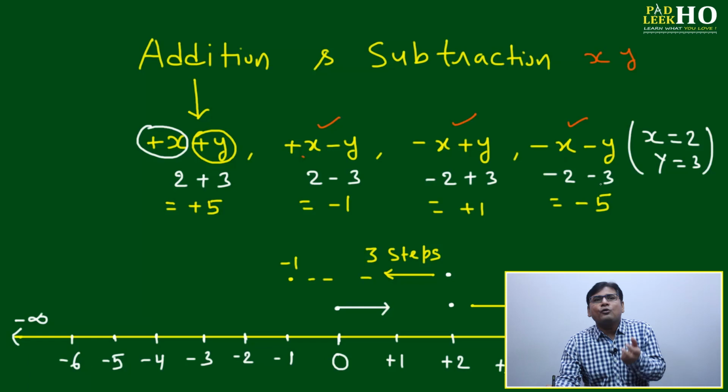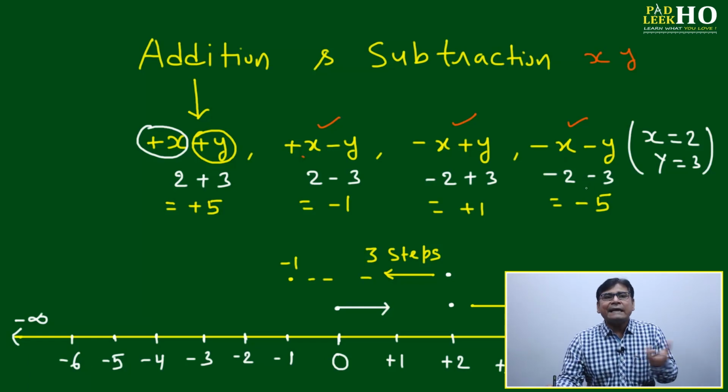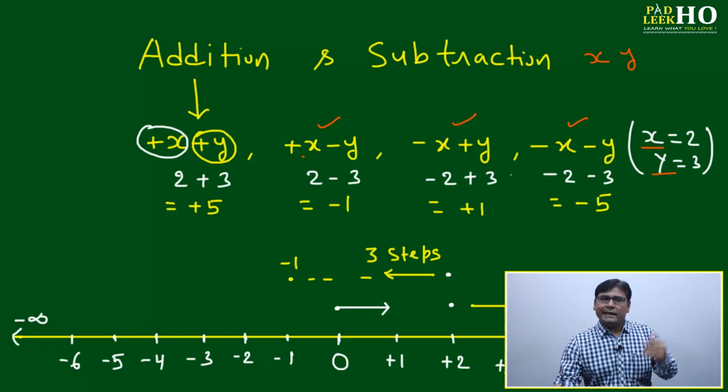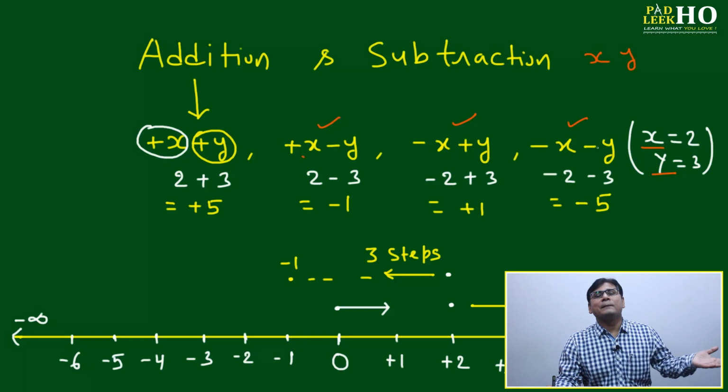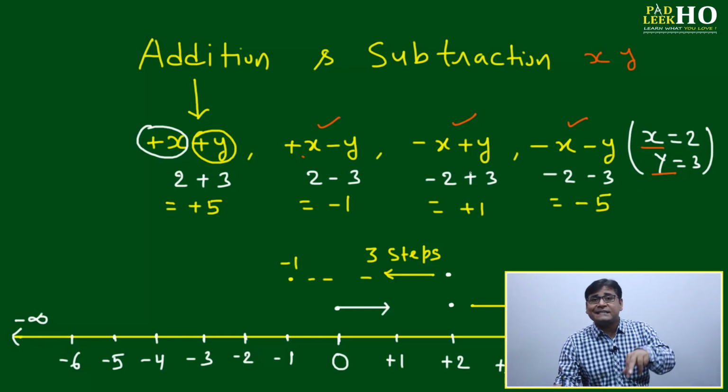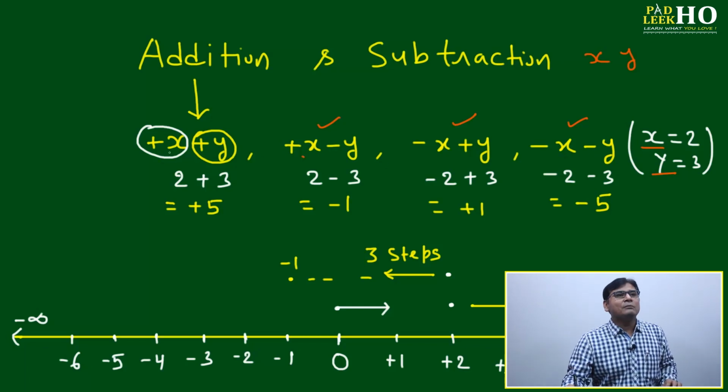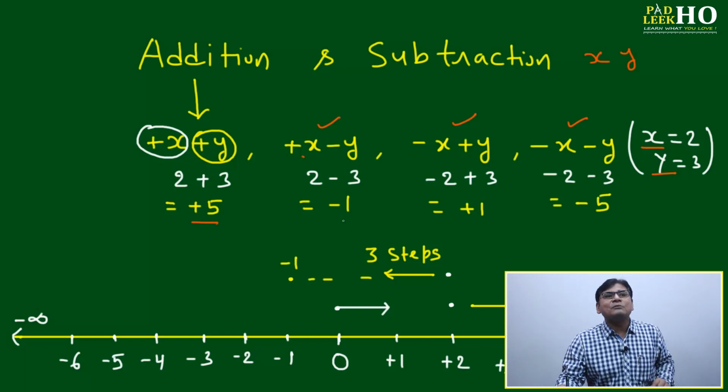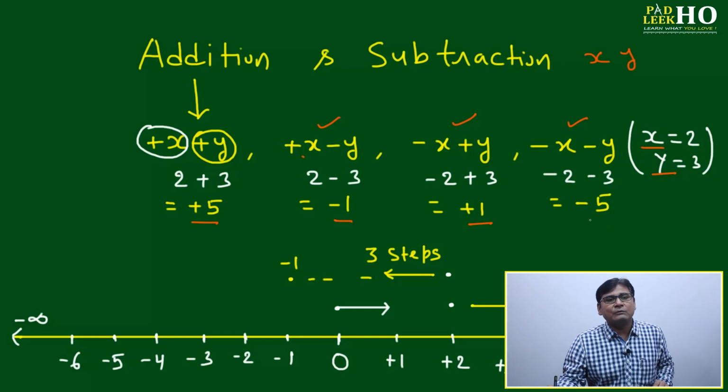Suppose, to get a very clear picture and understand this technique of how to use the number line, we take x equal to 2 and y equal to 3. If we change the sign, 2 will automatically become minus 2, or 3 will become minus 3. Then the first case, plus x and plus y, becomes 2 plus 3, which is plus 5. The second case will be minus 1, then plus 1, and then minus 5.